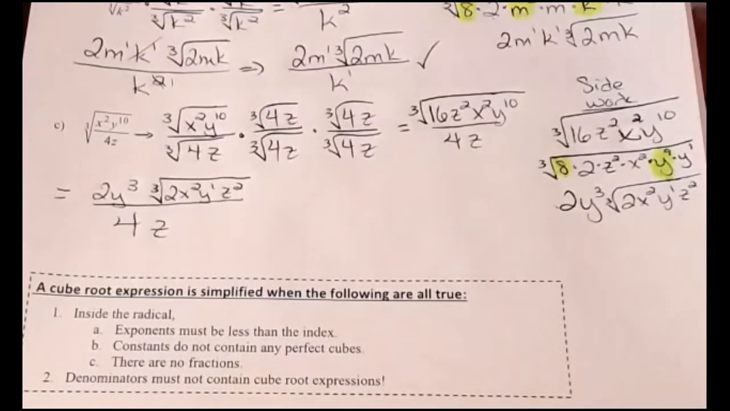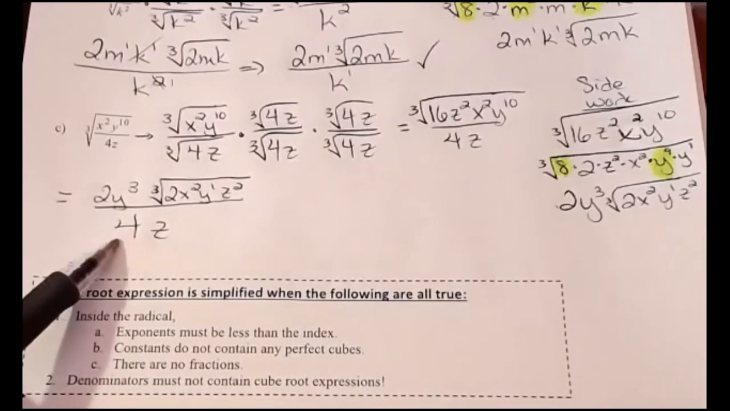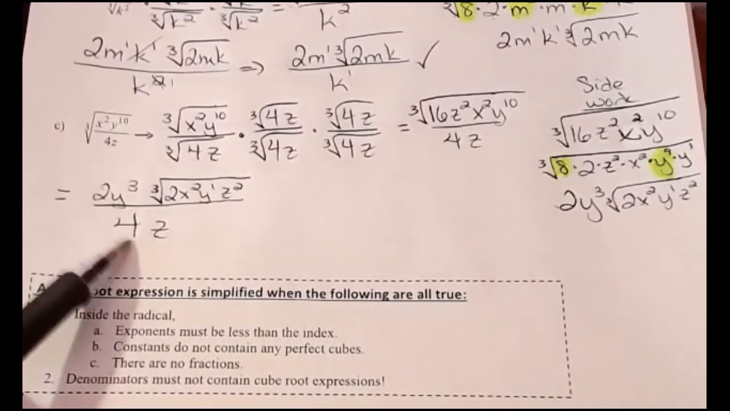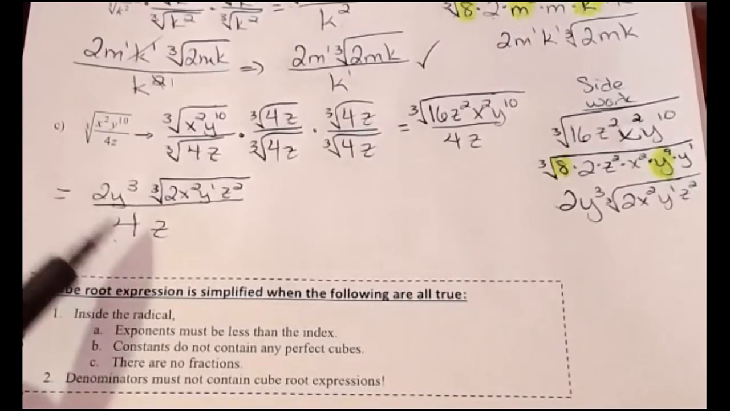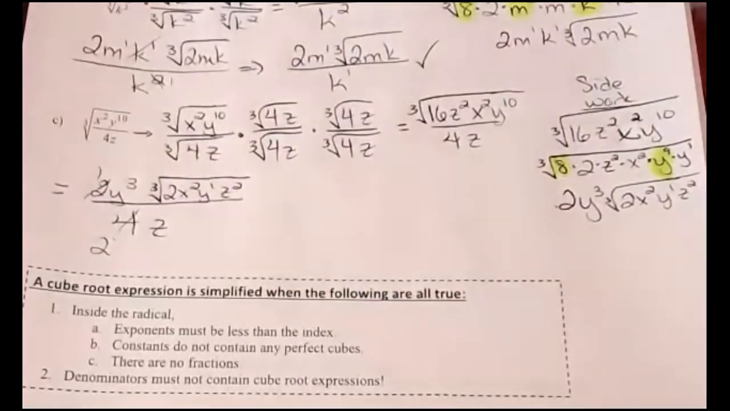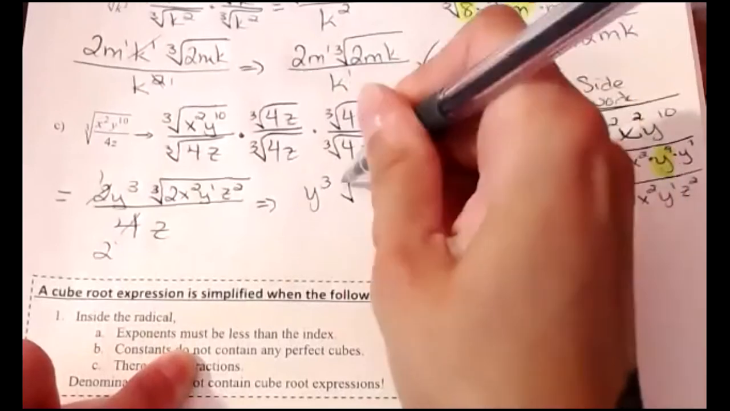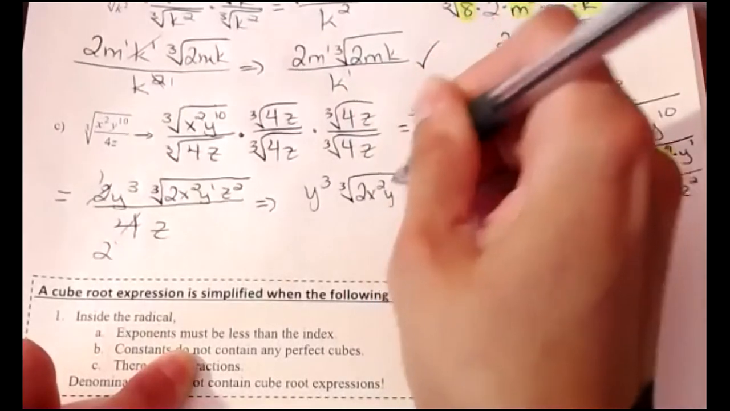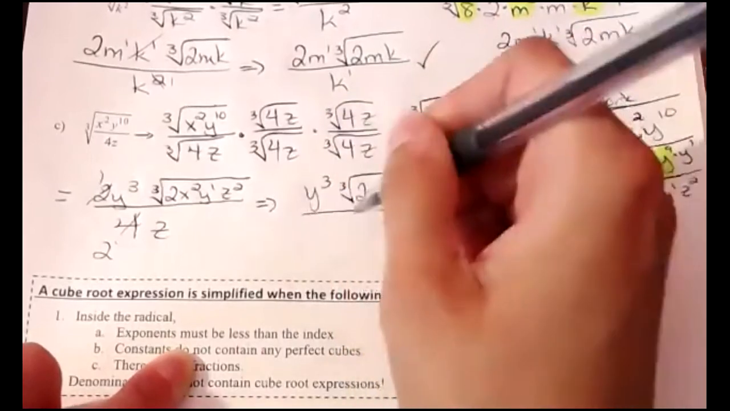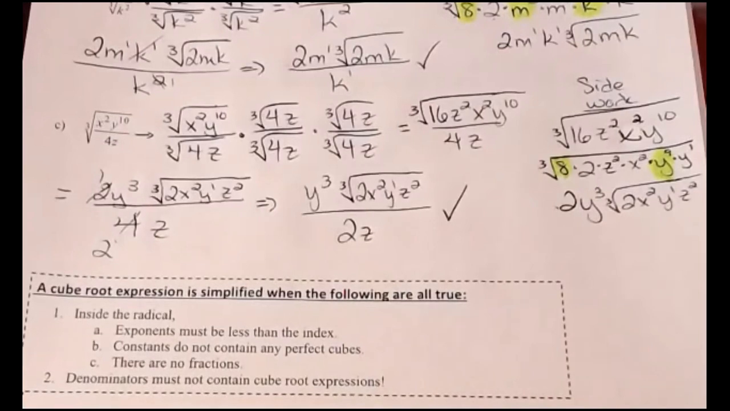Does anyone see anything else? The 2 and the 4. Yes, the 2 and the 4. We can divide these out. These are my coefficients. They're not trapped under the cube root, so we can definitely divide these out. We're just essentially simplifying this fraction. So 2 can go into itself once and into 4 twice. That is allowed. So your final answer is y to the 3rd cube root of 2x squared, y to the 1st, z to the 2nd power, all over 2z. Done.